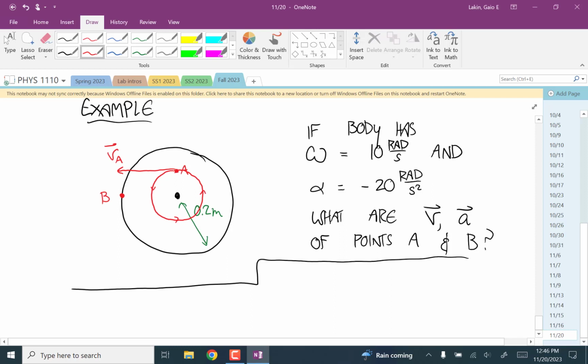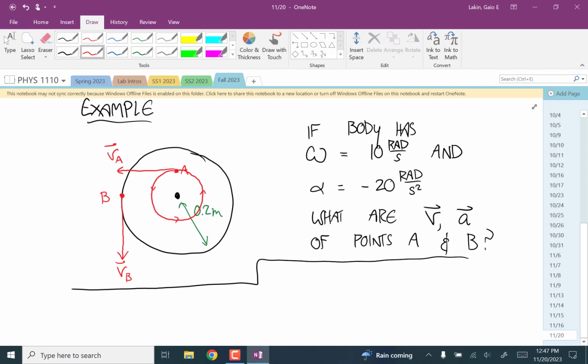For B, that angular velocity is still the same. It's still moving counterclockwise, so it's going around this circle counterclockwise. So the velocity is going to be like this. Now let's think about the acceleration.